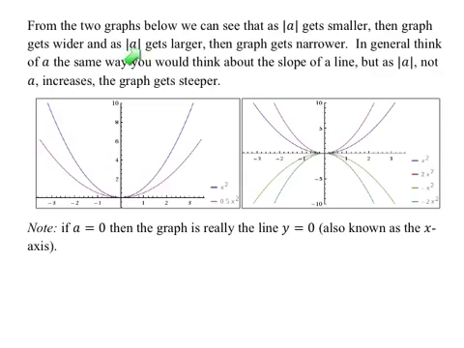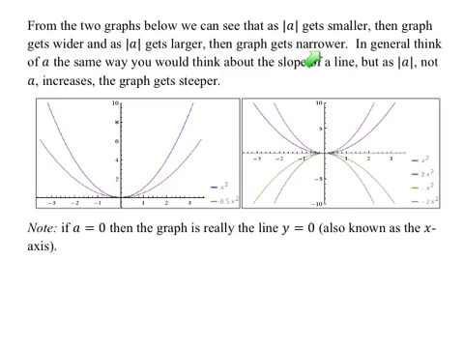And we'll notice that as the absolute value of a gets larger, the graph gets narrower. And we'll see that here with these numbers. Here's our parent function. Here's a graph with 2x squared. With 2x squared, the value of a is greater than the original value, and suddenly this graph is steeper. The wider graph is now the original. So again, as the absolute value of a gets larger, the graph gets narrower. So in general, think of a the same way you would think about the slope of a line, but really as the absolute value of a, not a. And as it increases, the graph gets steeper.